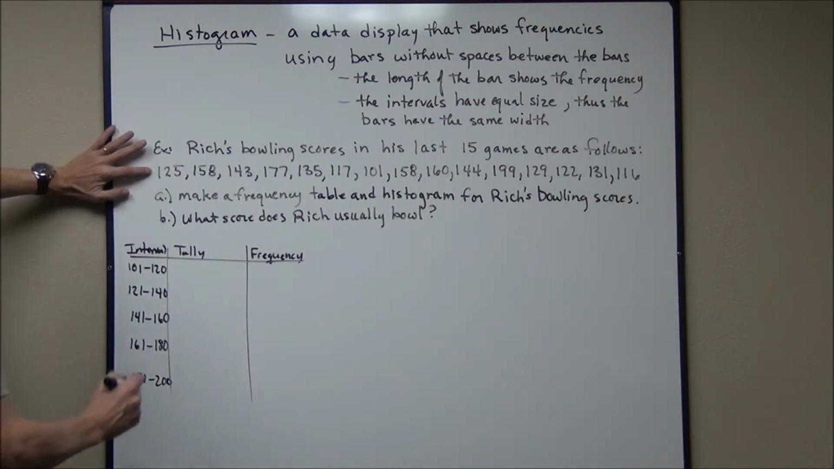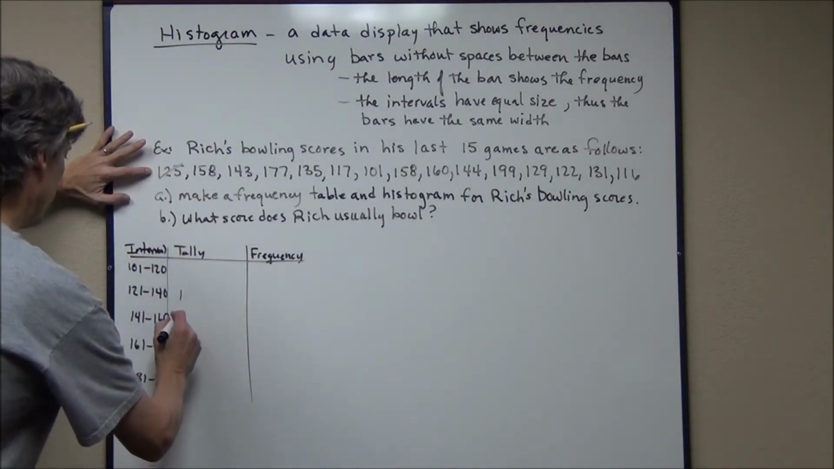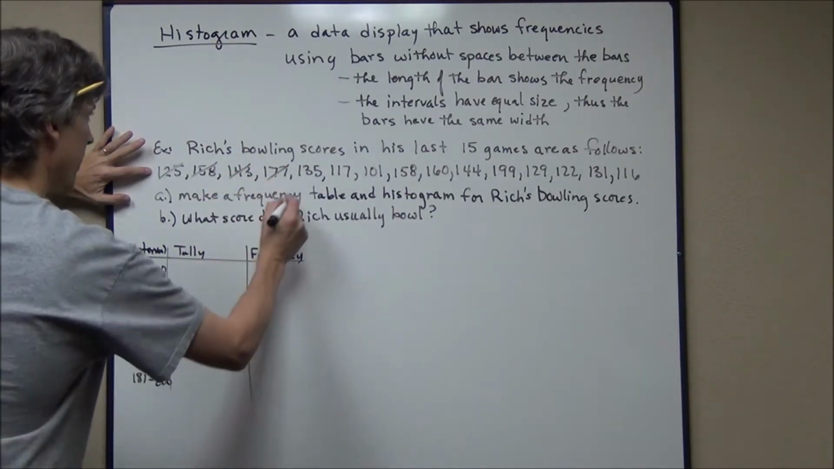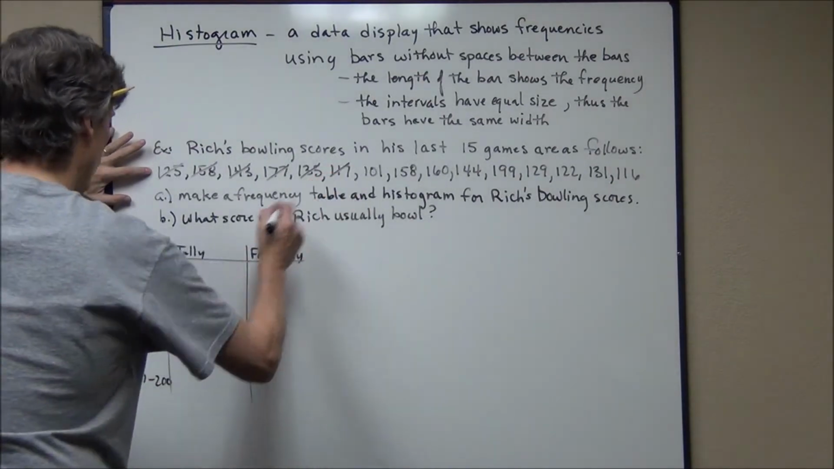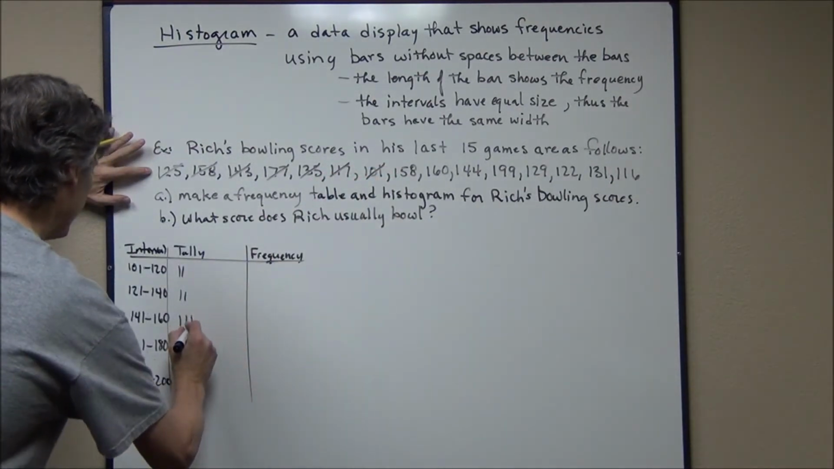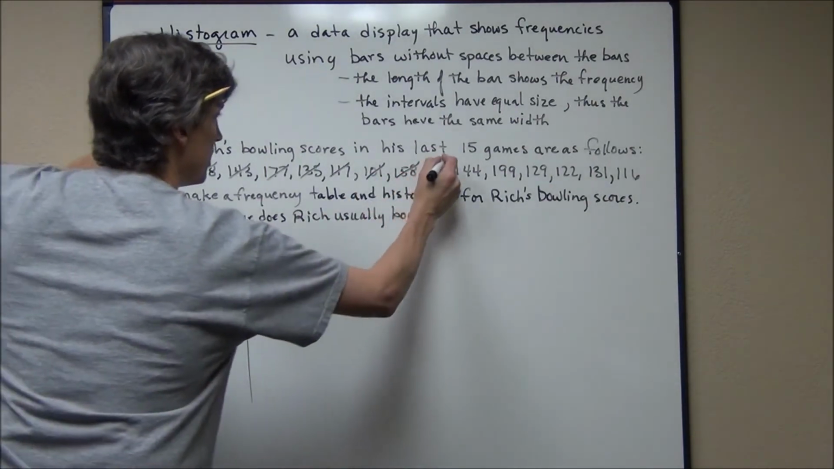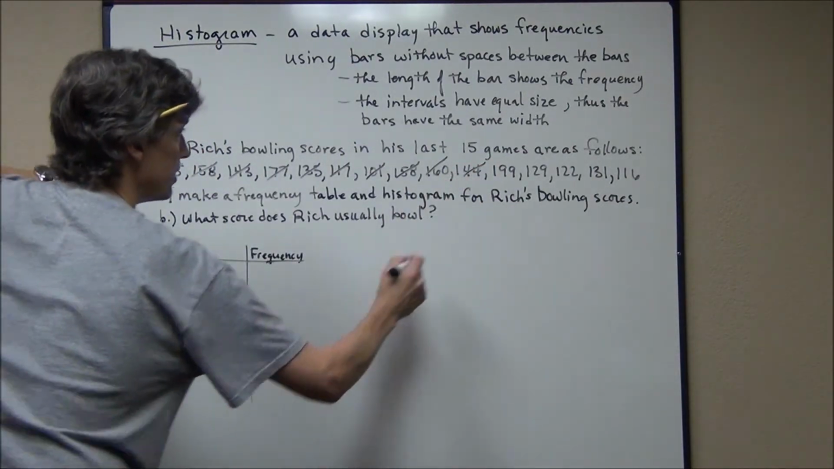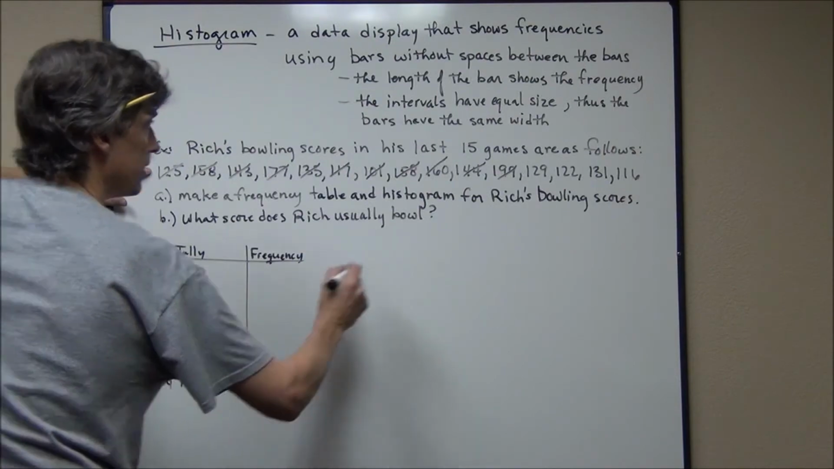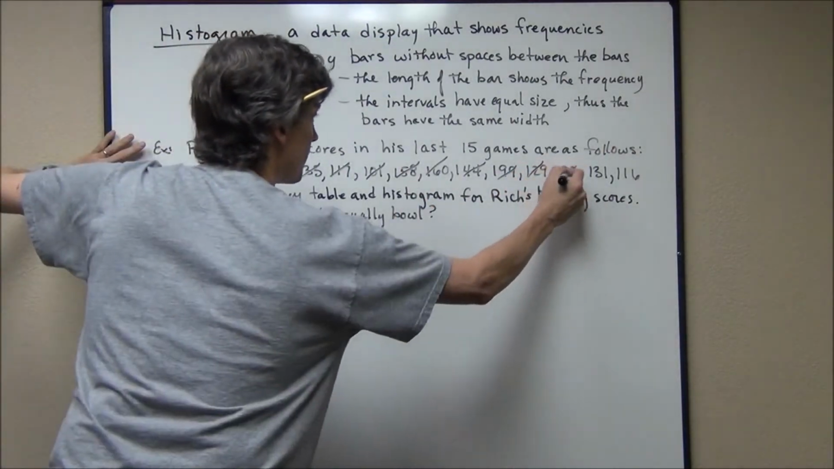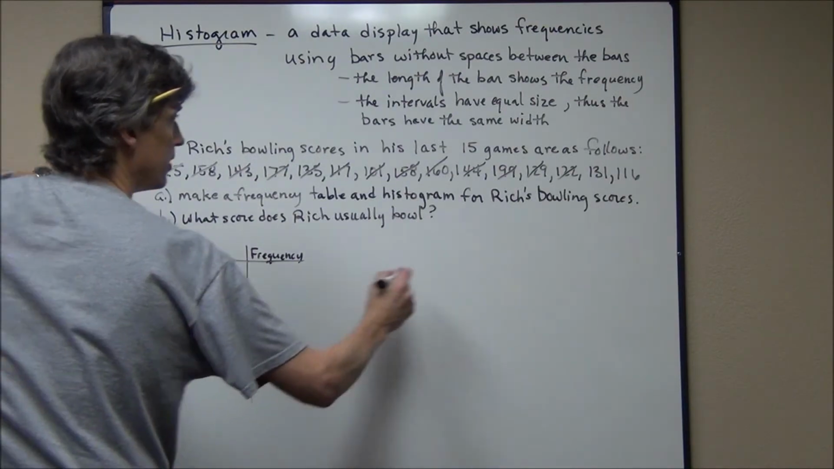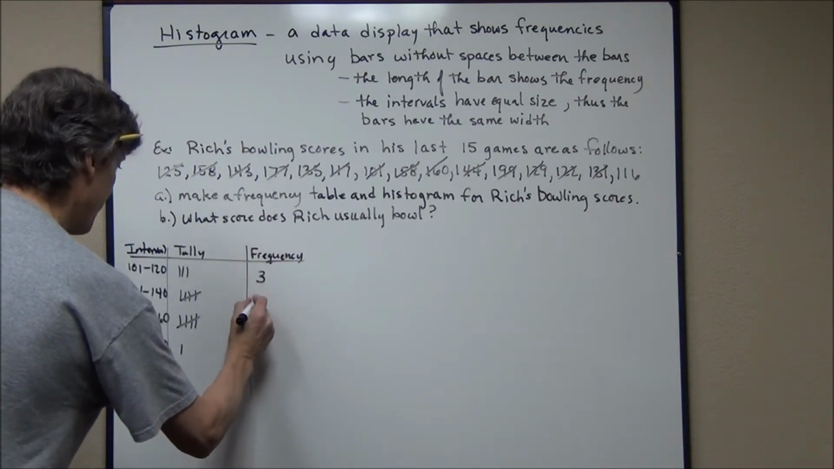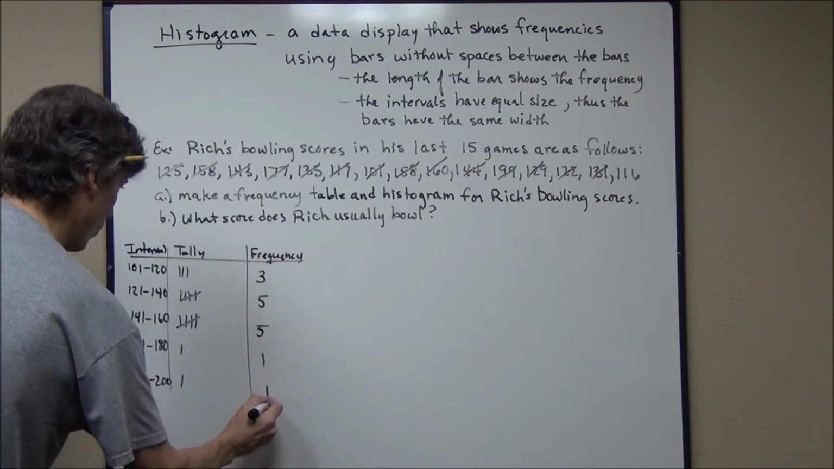So we start marking them off here. 125 goes here, 158, 143, 177, 135, 117, 101, 158, 160, 144, 199, 129, 122, 131, and 116. So we have 3, 5, 5, 1, and 1.